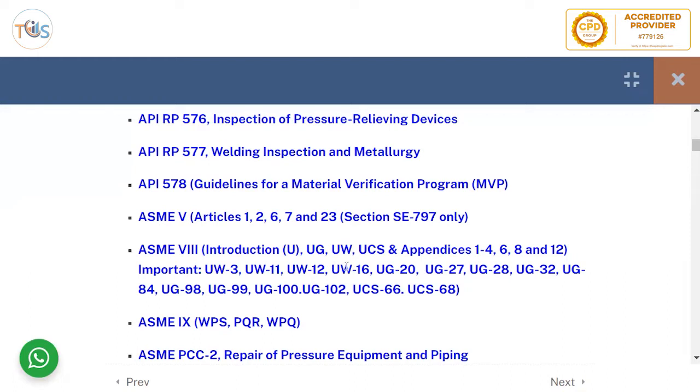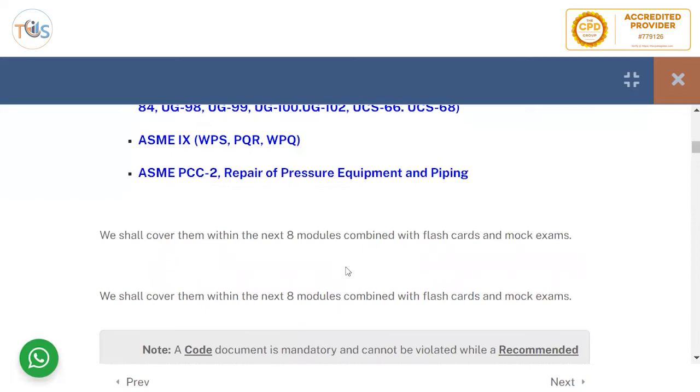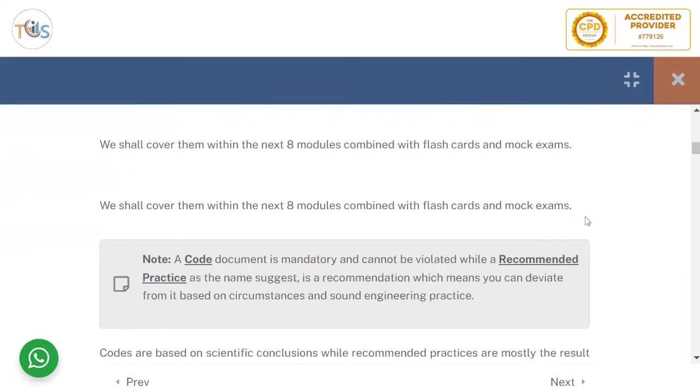Now remember that most of the API, although it supersedes ASME Section 8 during the operation and maintenance, is actually taken from ASME Section 8 and frequently refers to that. And the last one is ASME PCC-2, which is the guideline for repair of pressure equipment and piping. So within the next 8 modules, we shall cover all these, complete with flashcards, practice questions, quizzes, and highlighted portions of the actual documents.